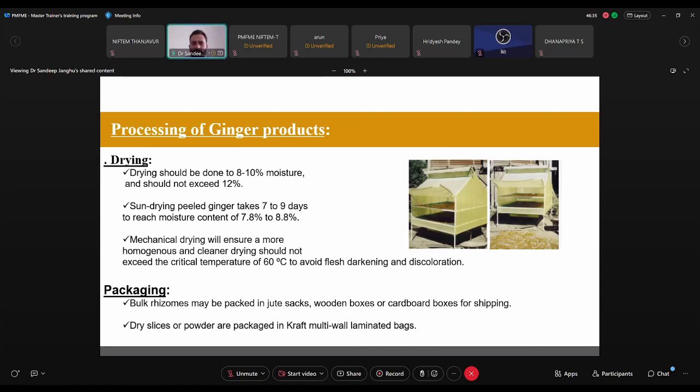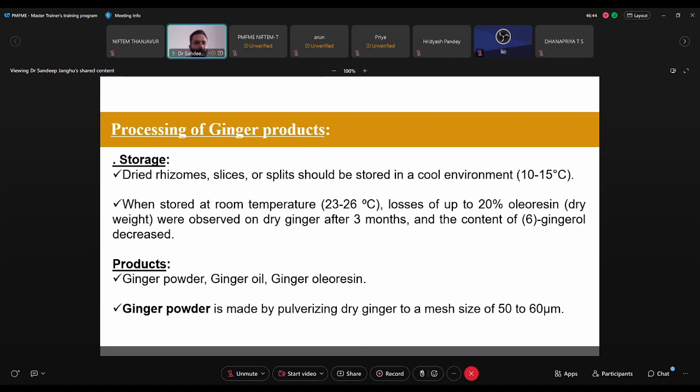After dehydration, it can be packed as such, or it can be further processed into different kinds of products, like powder. The storage condition should be at lower temperature. If the temperature exceeds 20 degrees centigrade, losses have been observed, like gingerol loss and a 10-20% loss of oleoresin in dry weight.